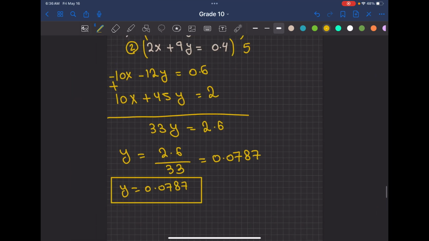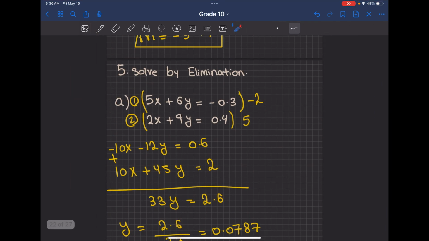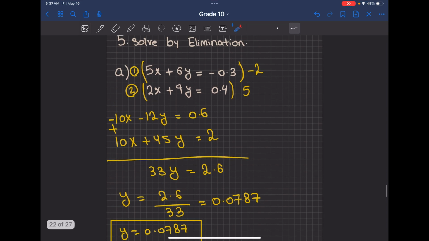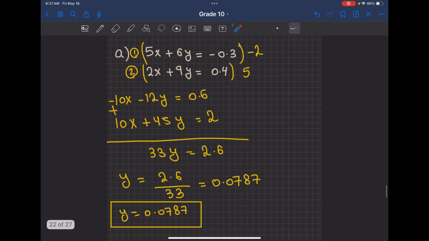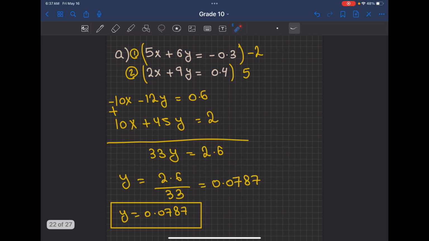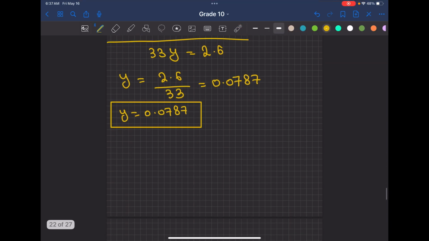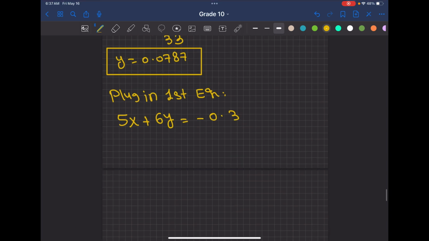So I have to choose either the first or the second equation to plug it into. I'm going to choose the first equation, and remember you have to choose the original one. So it's 5x plus 6y equals negative 0.3. First you have to write down, plug in the first equation: 5x plus 6y equals negative 0.3.